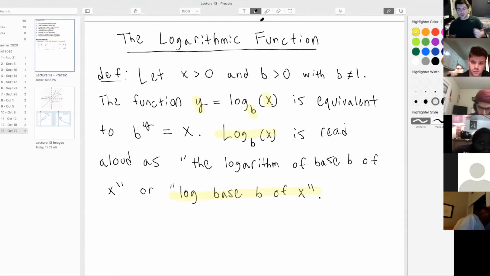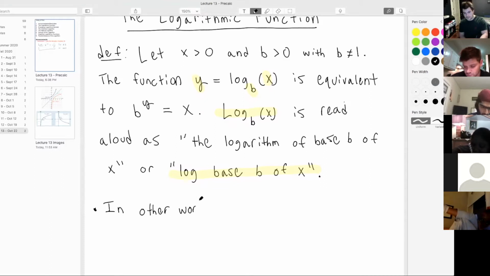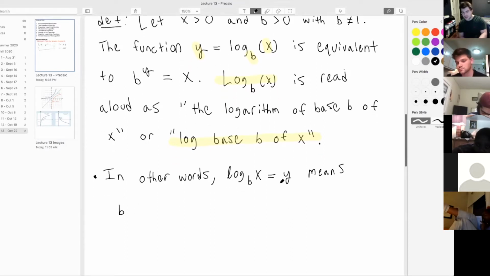Let's reinforce what I'm saying here. In other words, log base b of x equals y means, it's just another way of writing an exponent. You take the subscript b and raise it to the other side of the equal sign, which is y, and you set it equal to the input of the function, x.